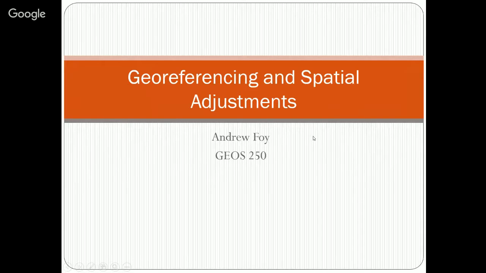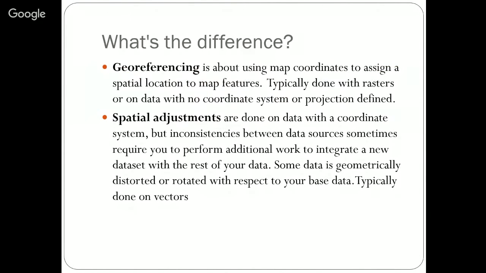Maybe we took it ourselves, and we want to give that a spatial reference by referencing it to data that has known coordinates or spatial reference. Spatial adjustments are basically the same process, but this is done typically with vector data, and sometimes we do spatial adjustments because there is no coordinate system, but other times we do it because for some reason the map has been distorted or rotated. Typically this is done erroneously or by accident, but we need to fix the data. We might go in and need to fix the geometry of it.